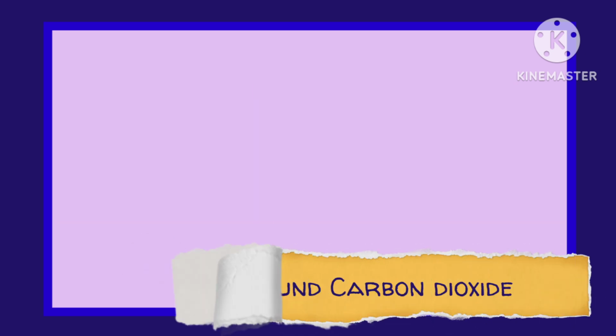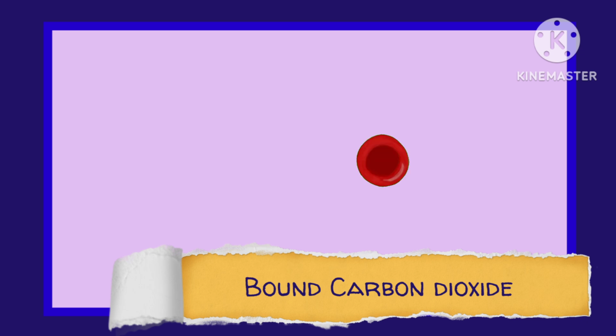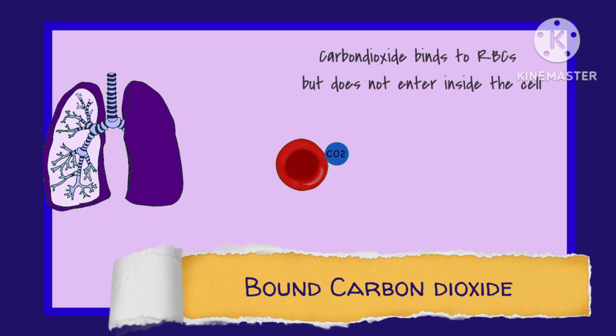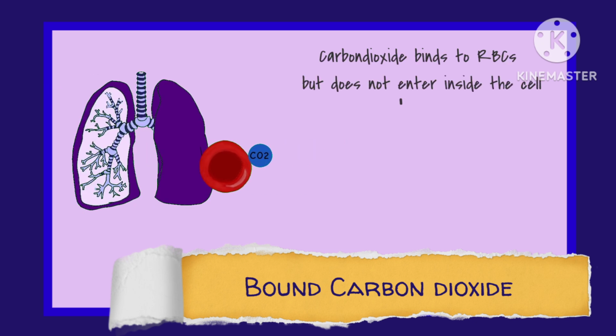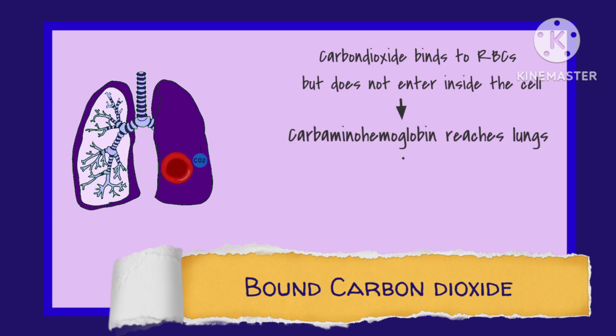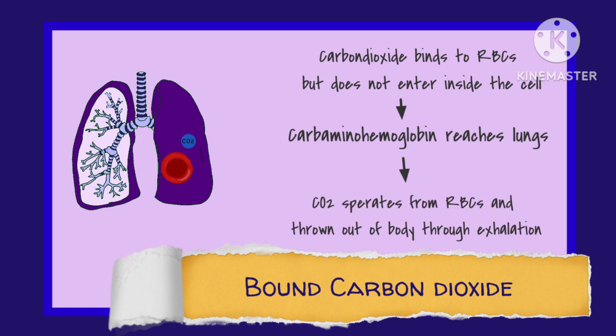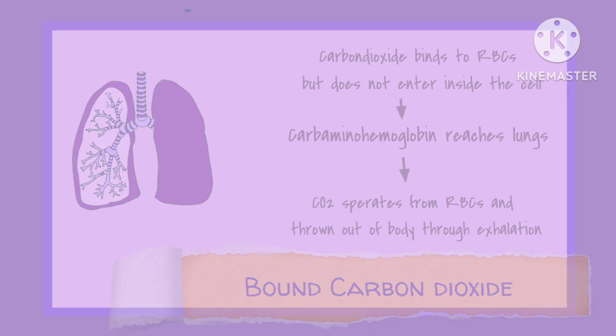The carbaminohemoglobin molecule is where RBCs and the carbon dioxide bind to each other, but carbon dioxide does not enter into the RBCs. Thus, when this molecule reaches the lungs, the carbon dioxide automatically separates from the RBCs and is thrown out in exhaled air. But as I said, it's just a small portion of the whole carbon dioxide present in the body. Now let's talk about the majority of carbon dioxide.